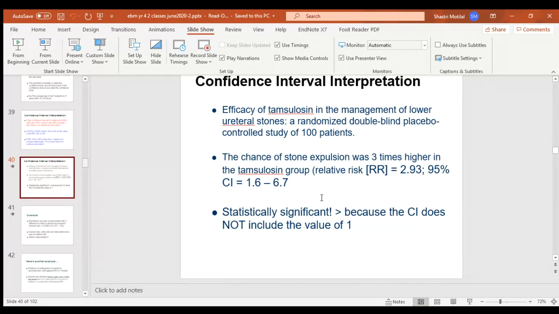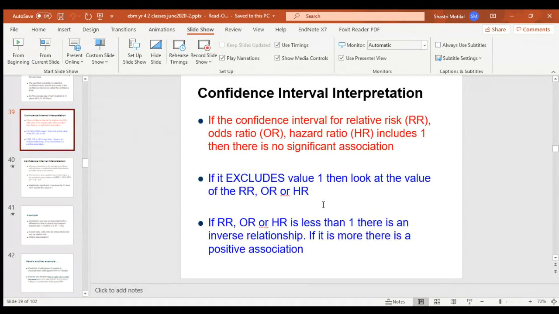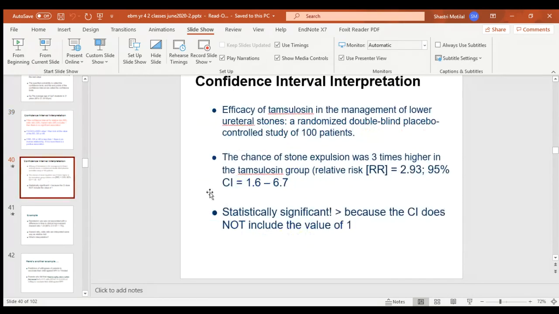Sorry. So that range does not include the value 1. So how do we interpret it? Going back to the explanation here, what this means is it excludes 1, so it's significant. The confidence interval is more than 1, the relative risk. So in that case, there's a positive association, meaning people who get tamsulosin are more likely to pass out a stone.